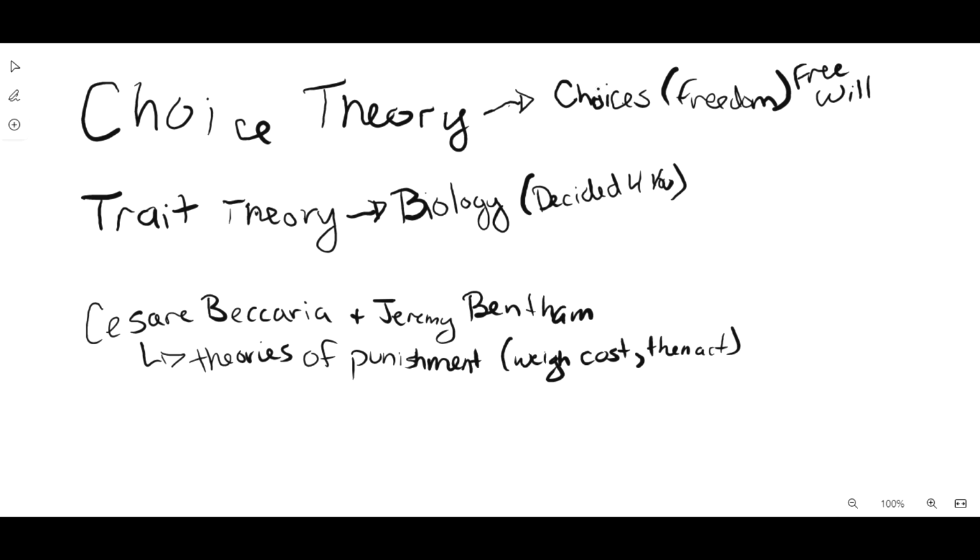Do you commit a crime because you know you'll get away with it? Do you commit a crime because you know it pays well? Because the punishment's not strict? Pick your answer. Beccaria and Bentham say you chose this, you thought about it, you weighed those costs, and you said, yeah, this is definitely fine.